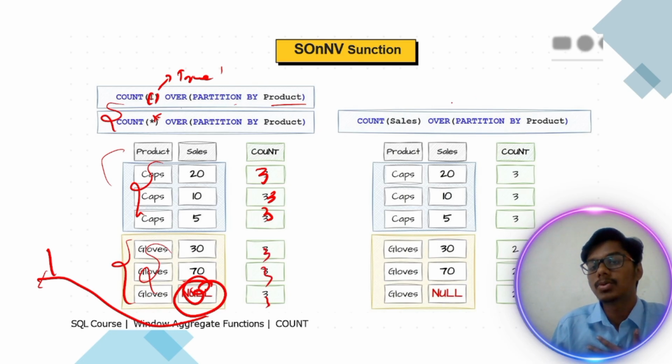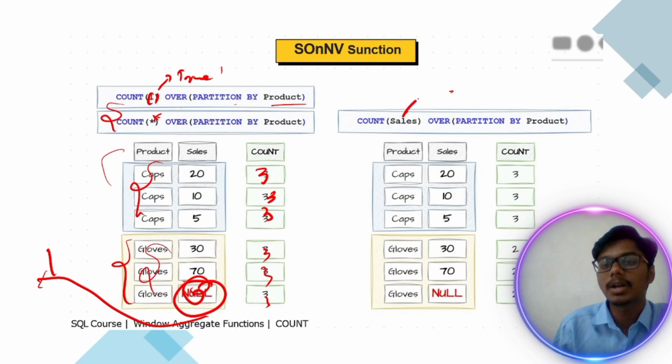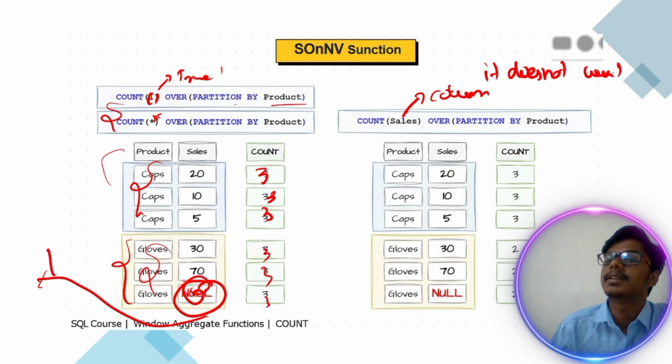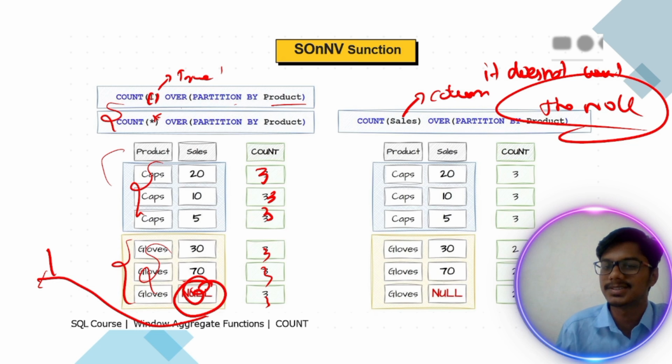So if I don't want to count the nulls, I just give the column name. If we give the column name, it doesn't count the nulls. It does not count the null. That's the main intention of the count function, right?